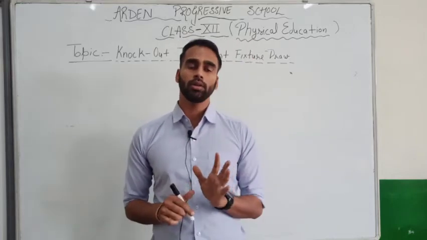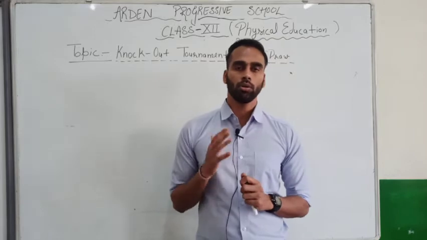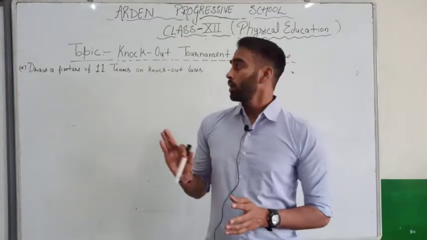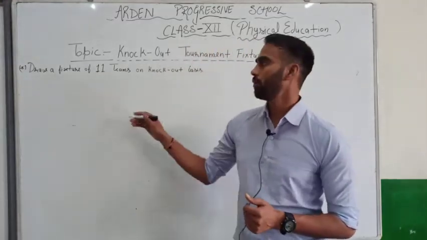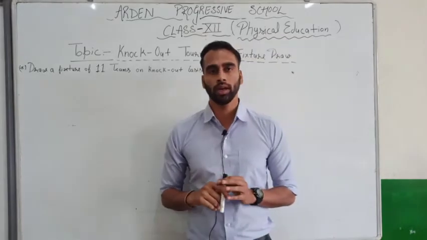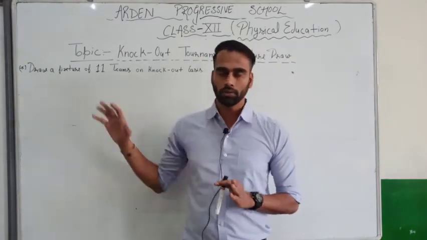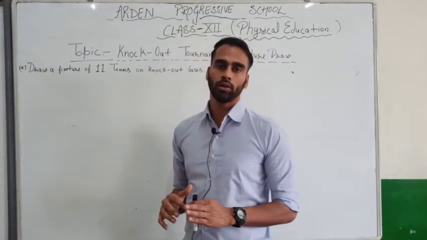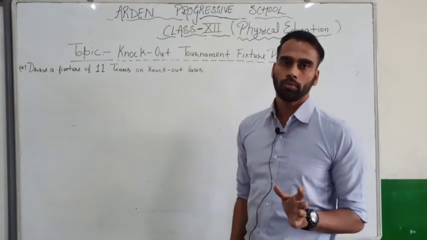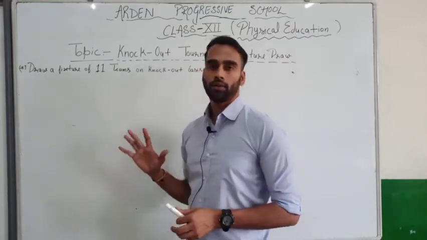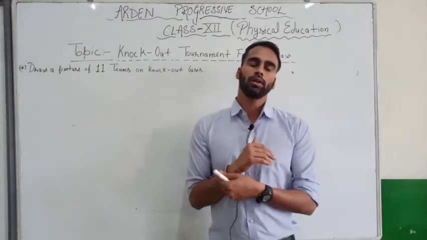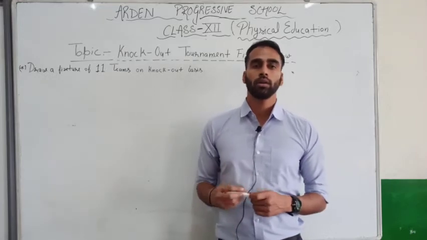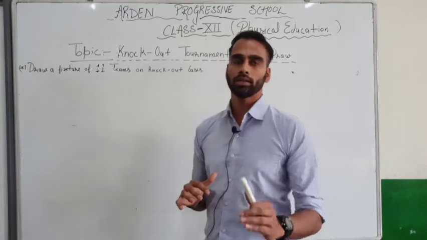Okay class, so this is the knockout tournament. Now I am telling about how to do a knockout tournament fixture. Okay class, so there is one question: draw a fixture of 11 teams on knockout base. Okay, in the exam these types of questions will come. So the question is: draw a fixture of 11 teams on knockout base. Basically we will calculate all the formulas and how to draw: the upper half, lower half, and how to give byes in this knockout tournament. So I am telling you step by step.